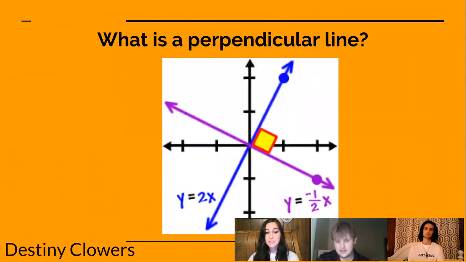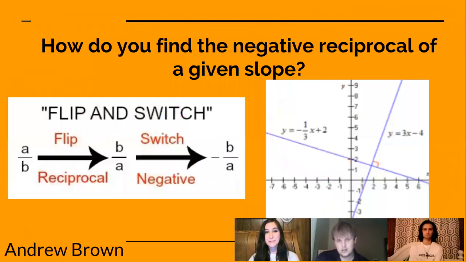You can see in this graph that y equals 2x and y equals -1/2x are perpendicular because the slopes of these equations are negative reciprocals of each other. You can also see the square at the intersection of these two lines. That square represents a right angle that was formed because of the perpendicular lines. Thanks, Jared. You're welcome. Andrew, can you tell me how to find the negative reciprocal of a given slope?